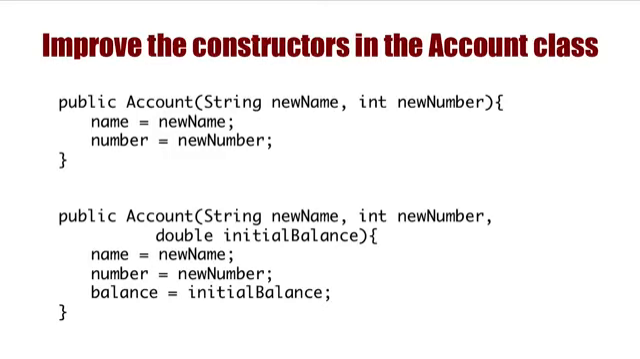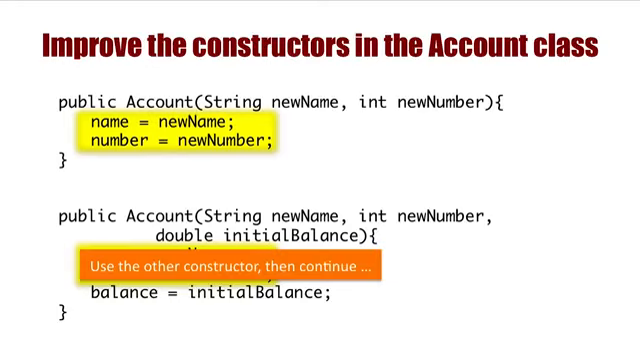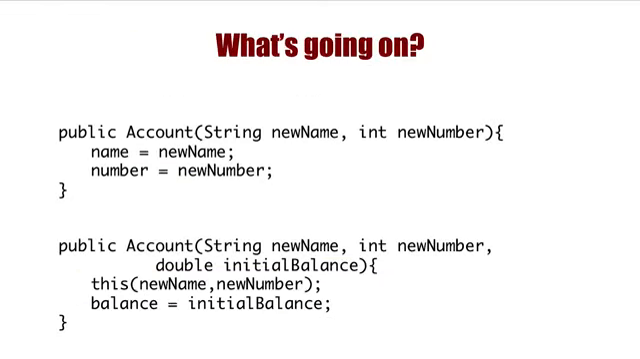It's time to start taking advantage of code that has already been written. Here is a good example. Notice that assigning values to name and number is done in both constructors. We should save some coding by starting out with the first constructor, and then simply adding on the code to initialize the balance. Here is how we can do that. To refer to a constructor in our own class, we use the keyword this.